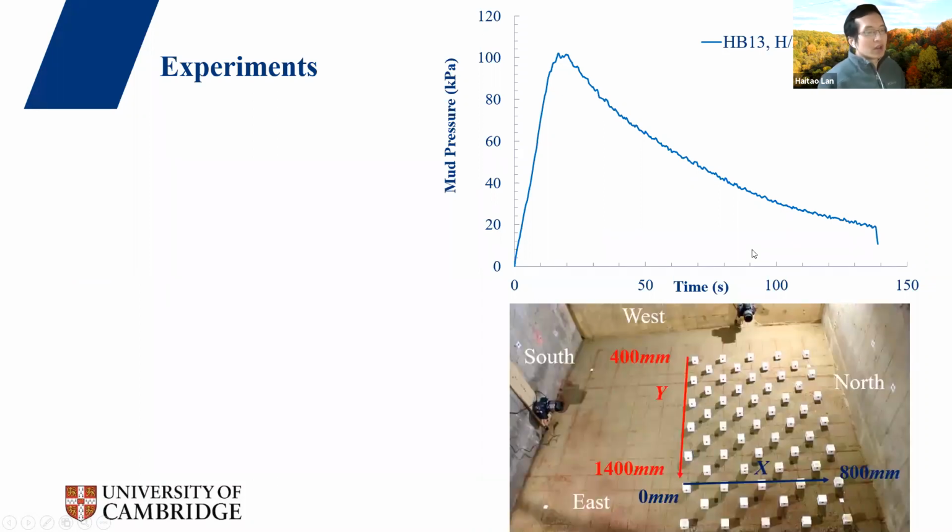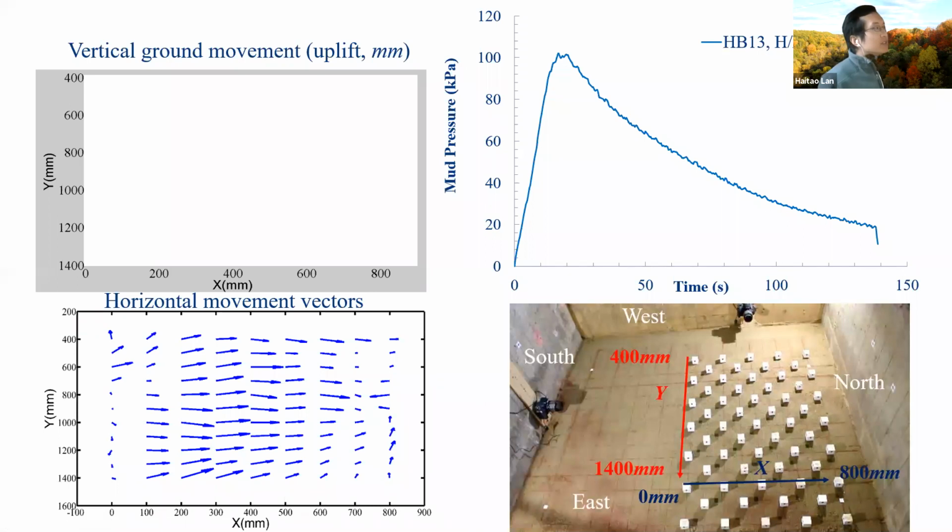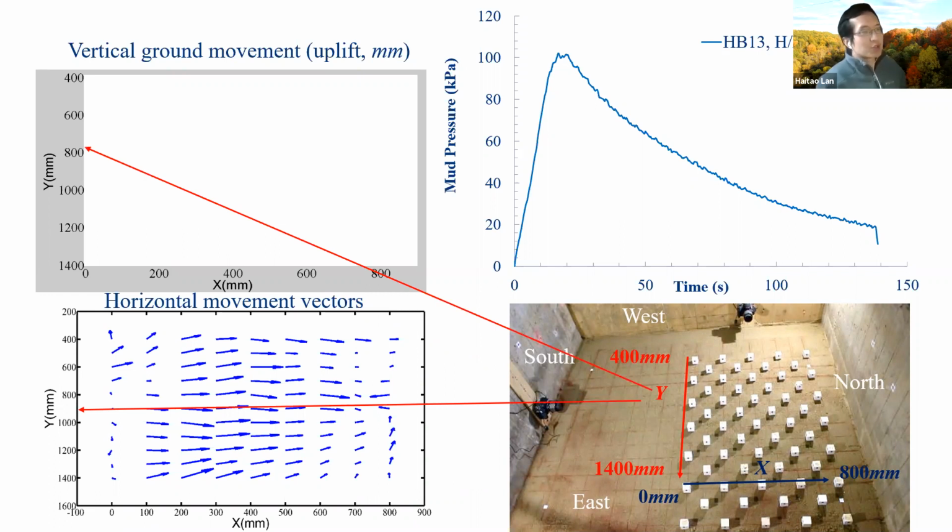Here is the image I cut from that video. On the left, that is the vertical ground movement and the horizontal movement vectors. I used the results from the GeoPIV. So the x-axis here is the center line, from 0 millimeters to 800 millimeters close to the north side of the wall. And the y-axis here is the distance from the entrance of the borehole on the west side of the wall, 400 millimeters to 1400 millimeters.